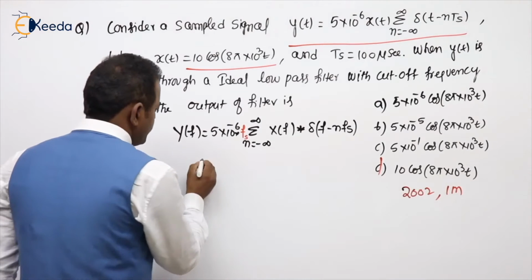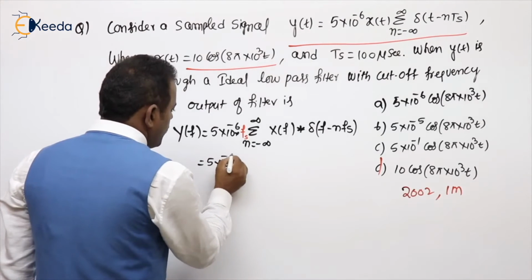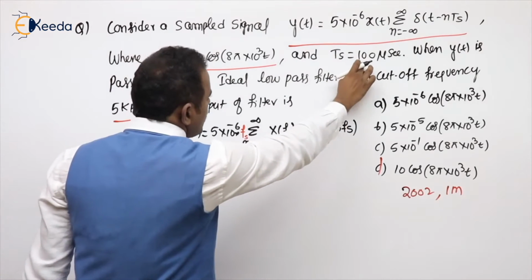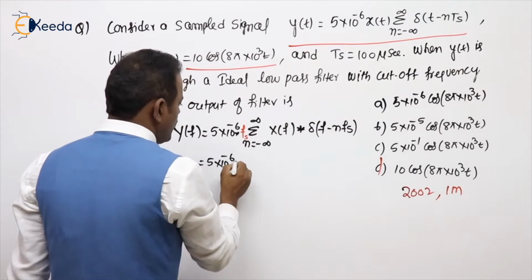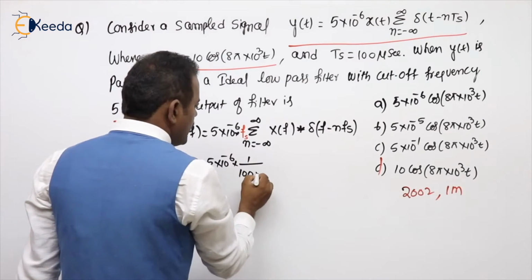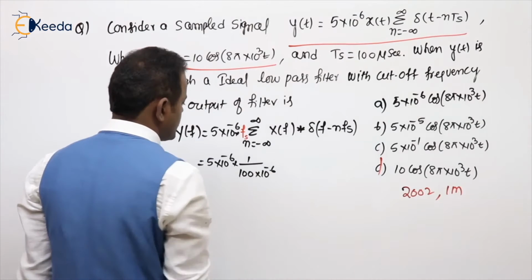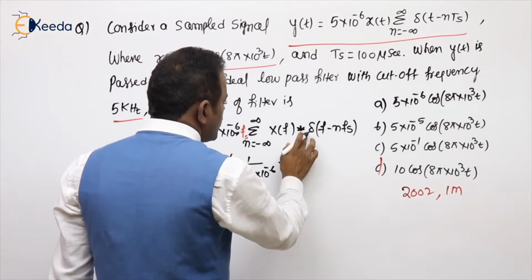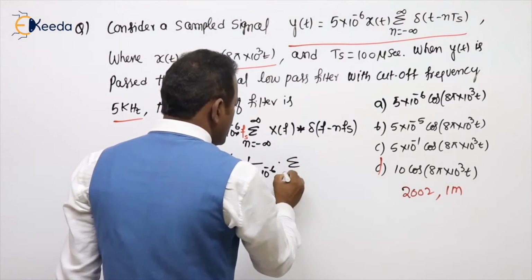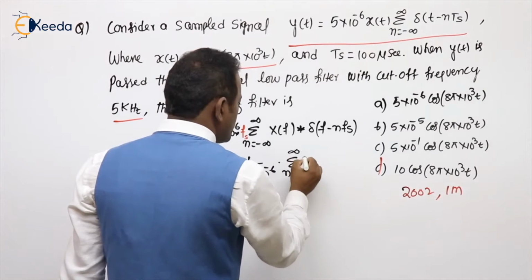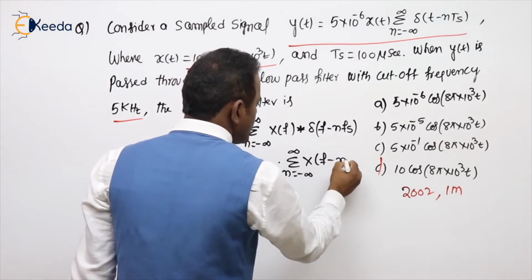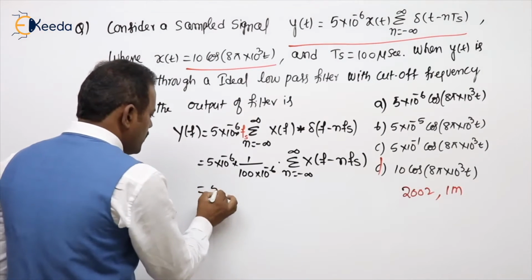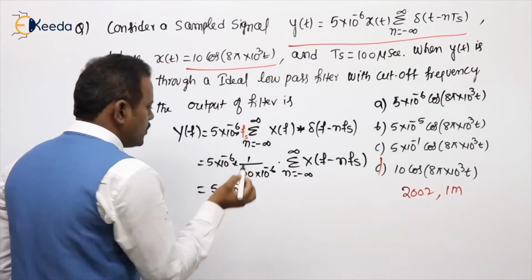Now try to follow. 5 into 10 power minus 6. Fs is nothing but 1 by Ts. What is the Ts value given? 100 microsecond. So 1 by 100 micro means 10 power 6. And here, any signal if you convolve with the impulse, the same signal will come. That is summation n from minus infinity to plus infinity X of f minus nFs. What is this value? 5 into 10 power minus 2.